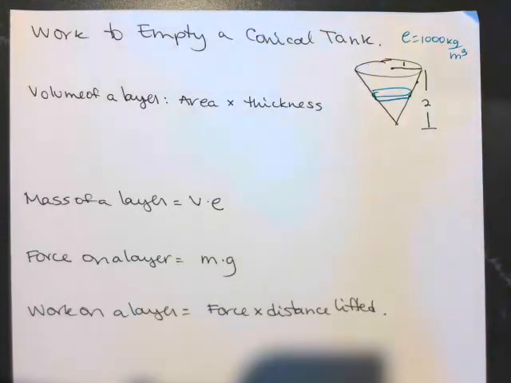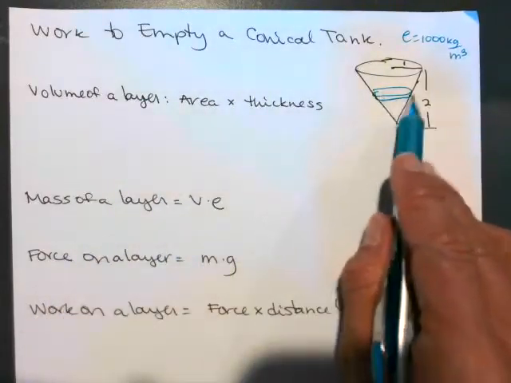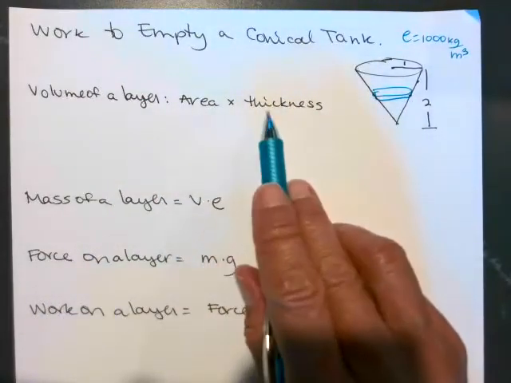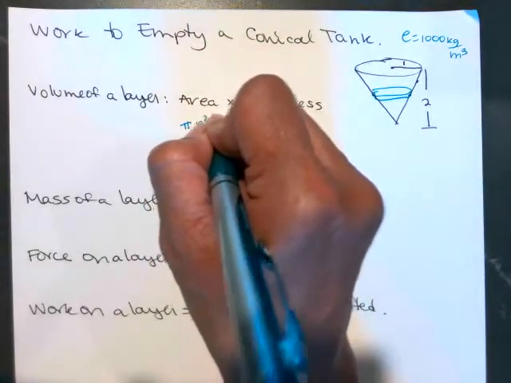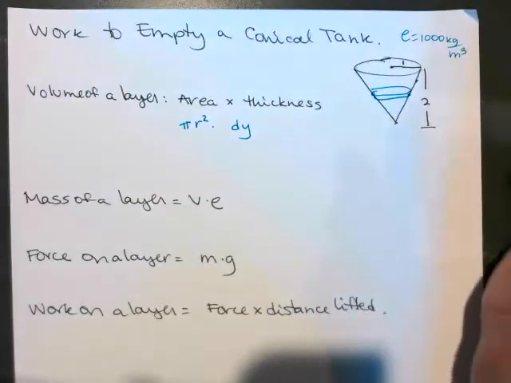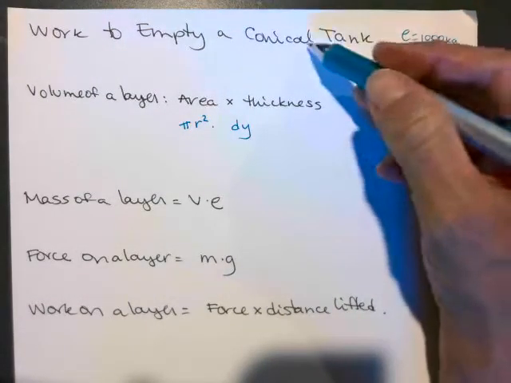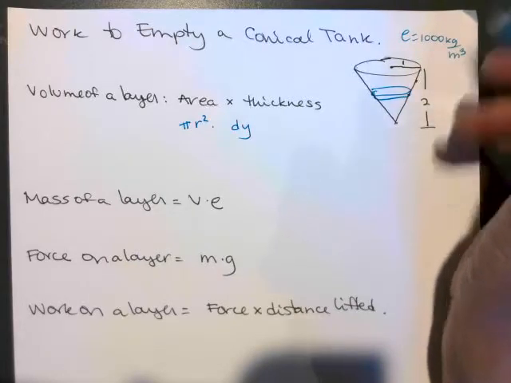So here we go. Volume of a layer. I have a circle, so it's the area of the circle times the thickness. The area, I'm just going to stay basic, so pi r squared, and the thickness, that's our dy. Now you might notice on a conical tank, the radius differs. It's not the same everywhere here.